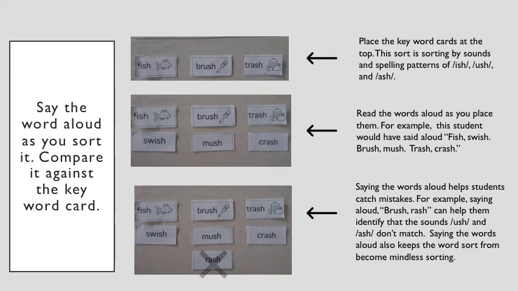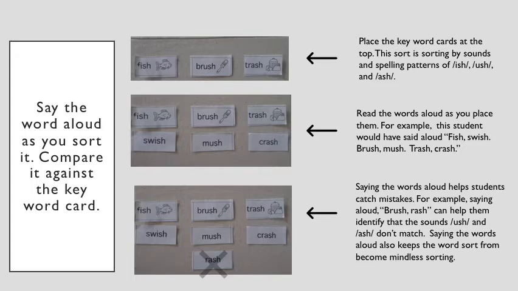As your child does the sort, it's important that they say the word aloud as they sort it. For example, in the first picture, the child has placed their header cards to sort by the sounds ish, ush, and ash. In the second picture, when they are sorting their words underneath each header, they need to say the word out loud rather than do it silently. For example, when the child is sorting swish, they will say swish, fish, to compare it against the keyword.